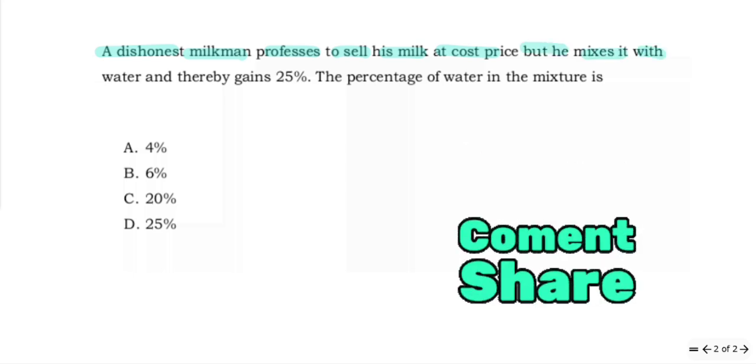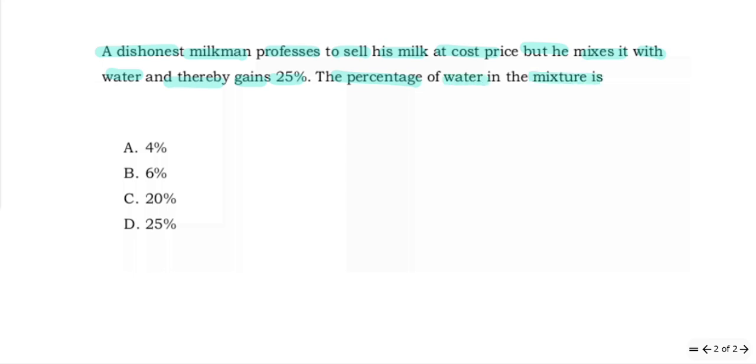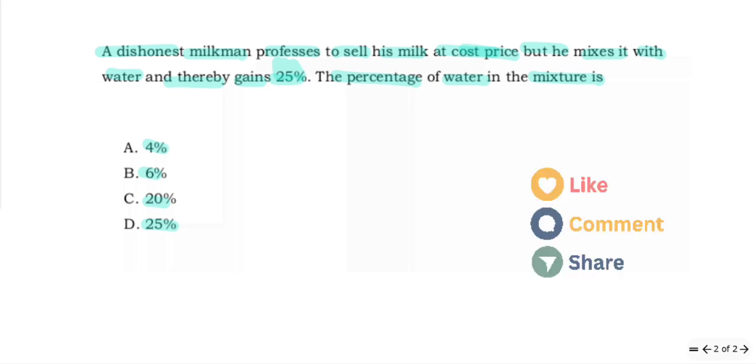For the example, an MCQ question has been picked. It says, a dishonest milkman professes to sell his milk at cost price, but he mixes it with water and thereby gains 25%. The percentage of water in the mixture is: the options are 4%, 6%, 20% and 25%. Here, the only information they have given us is 25%, that too the profit. The cost price of the milk they didn't give, and similarly the selling price they also didn't provide. So we are going to make some assumptions here.